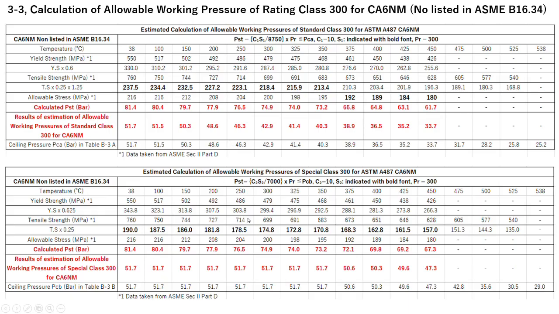So also for the special class, the calculated PST is like this, a very high working pressure calculated. So we have to assign the ceiling pressure for the special class. Like this number is assigned for the tabulated allowable working pressure for special class 300 for CA6NM.